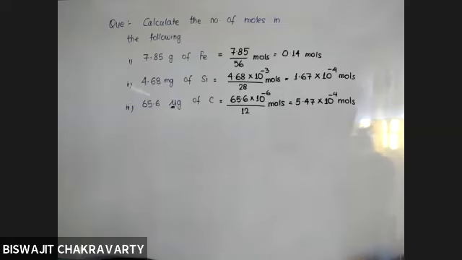So if you are given the mass in grams, you have to divide it by respective gram atomic masses.